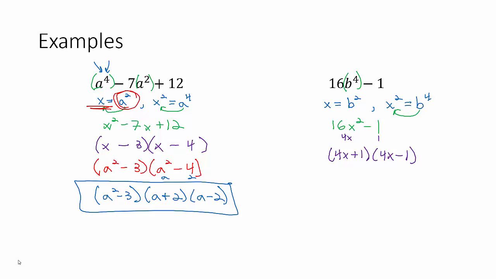However, don't forget to go back to the original variable. Go back to the b. So every x is equal to a b squared. So we have 4b squared plus 1 and 4b squared minus 1.